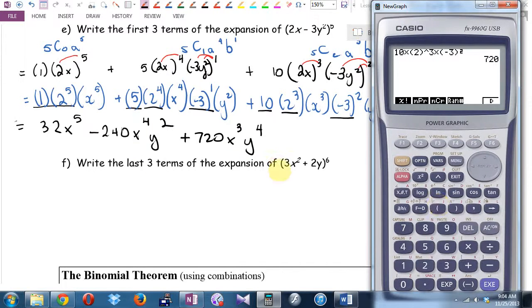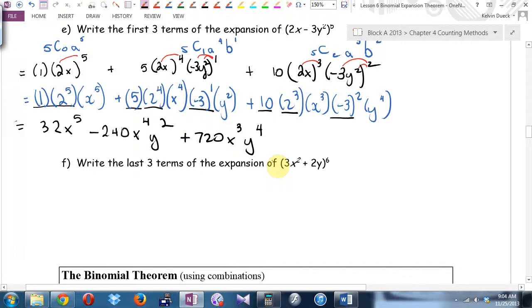Back to Justin. Justin, in example F, what's the great big exponent outside the brackets? What's n? 6. Okay. By the way, how many terms are there then? Folks, how many terms grand total? 7. Okay. Justin, read me the question again. Write the last 3 terms of the expansion. Okay, the last 3. What's n? 6.